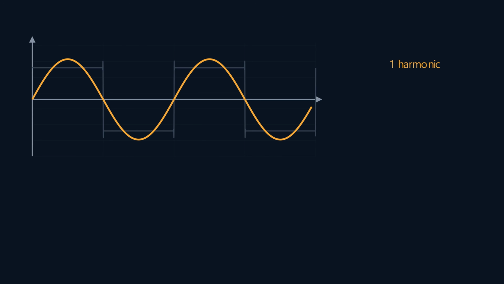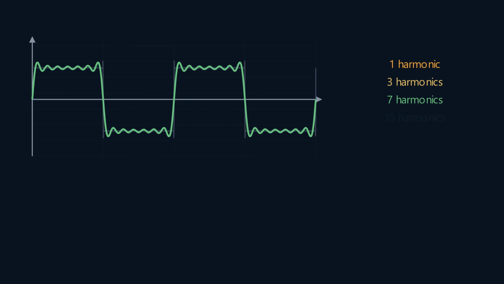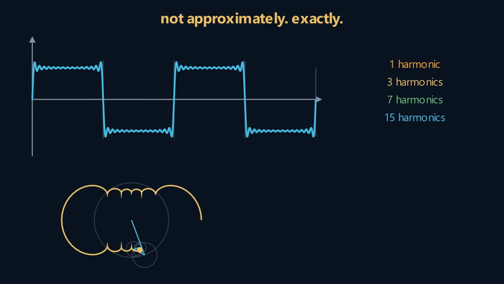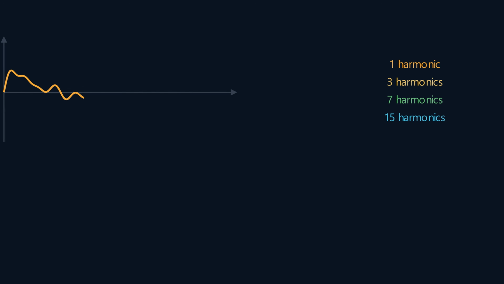Fourier proved that any repeating signal at all, however jagged, however strange, can be built by adding up enough sine waves. Not approximately, exactly. A square wave, a sawtooth, a spoken word, a piece of music, all of them are sums of circles going round. And that is not a curiosity.